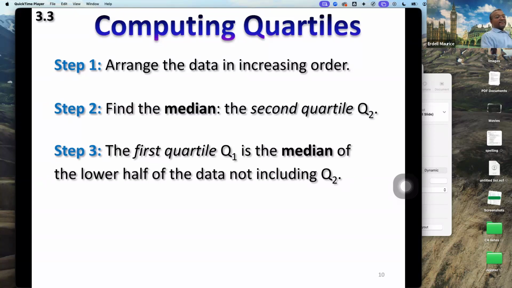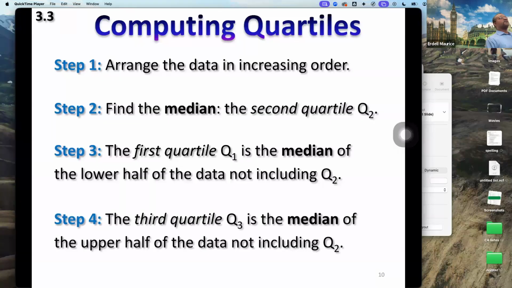After you find the median, somebody remind me, how do you find the median again? Put them in order of size. And then? If it's even, you take the 2 middle numbers and find the average. And if it's odd, you just take the middle value.